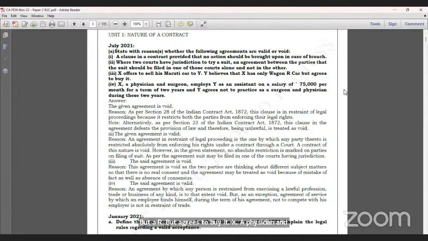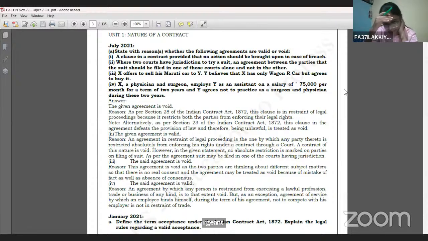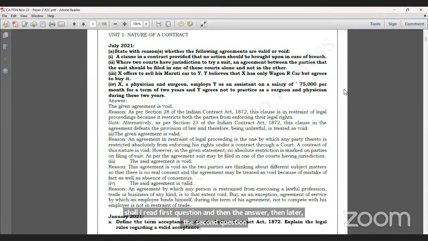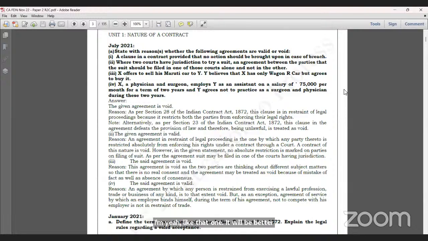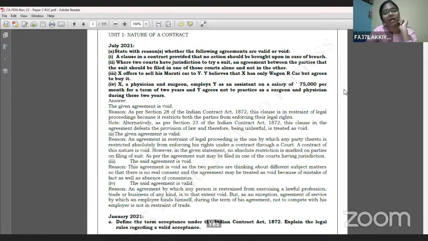What is it? I'm not understanding the question. Read from the beginning. Sir, shall I read the first question and then the answer, then later the second question? Yeah, like that only, it will be better. Yes, sir. State with reasons whether the following agreements are valid or void.